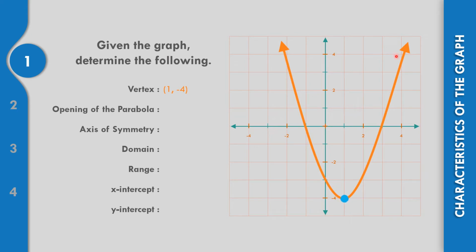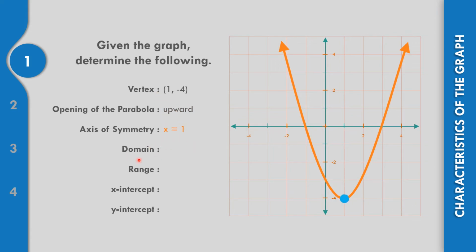How about the opening of the parabola? The parabola opens upward. How about the axis of symmetry? Ito yung gitna. So the axis of symmetry is x equals 1.